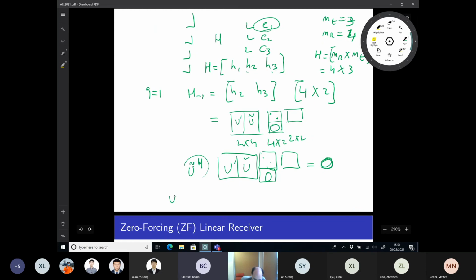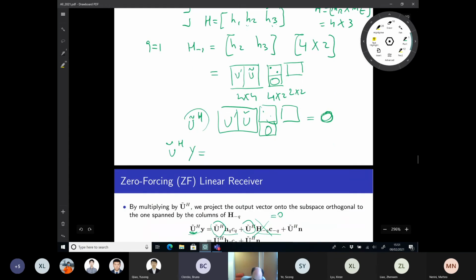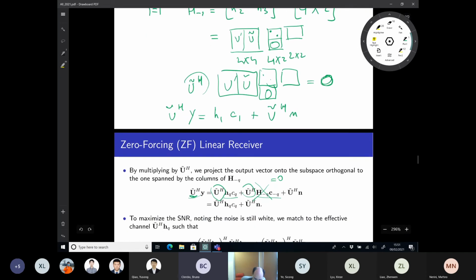So now I have U tilde Hermitian multiplied by Y will be equal now to H1 C1 plus U tilde Hermitian multiplied by N. C2 and C3 are gone. Good, so what should I do after that?